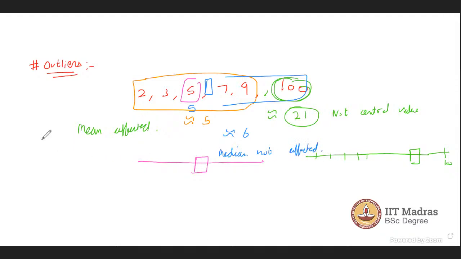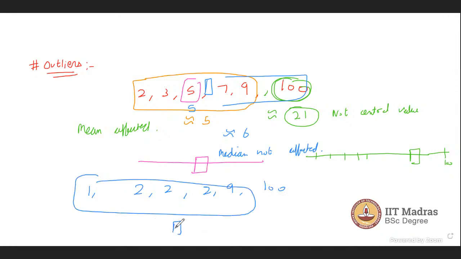Mode. Similarly, let's say this is my data set: 1, 2, 2, 2, 900. If you consider this data set, my mode is 2. It still balances the data. Even after adding the outlier, my mode will still be 2. Still not affected.